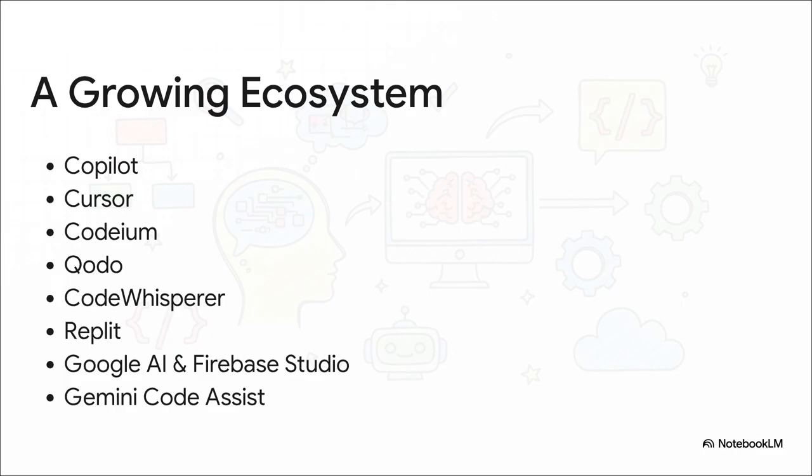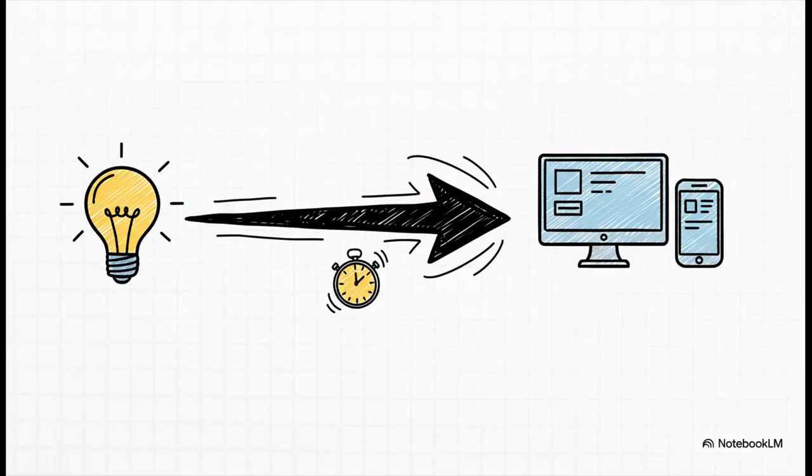You've got tools from all the big names. We're talking about Copilot, Cursor, Codium, CodeWhisperer, Replit, and then a whole suite from Google like AI Studio and Gemini Code Assist. All of these are designed to integrate right into your workflow and make this conversational style of building software totally real. Let's zero in on a couple of these.